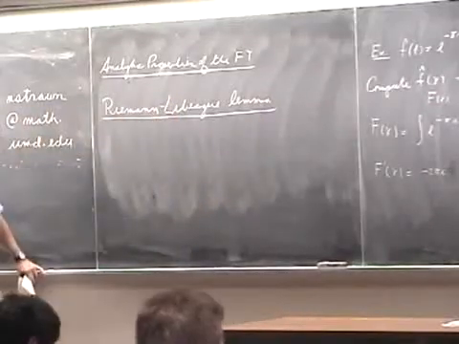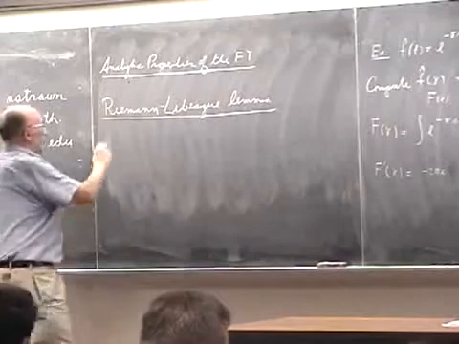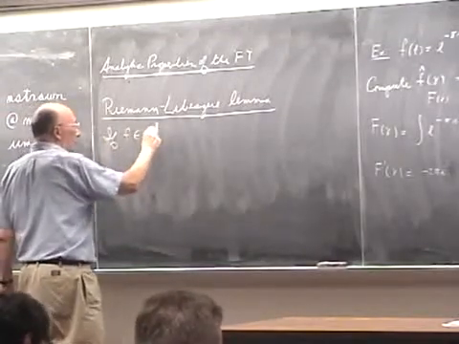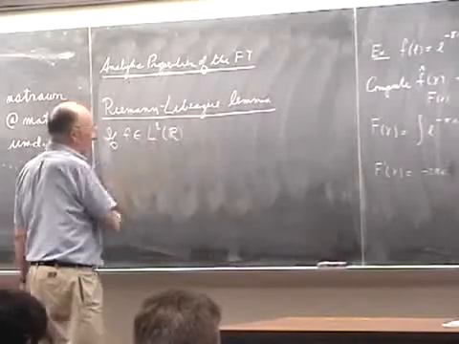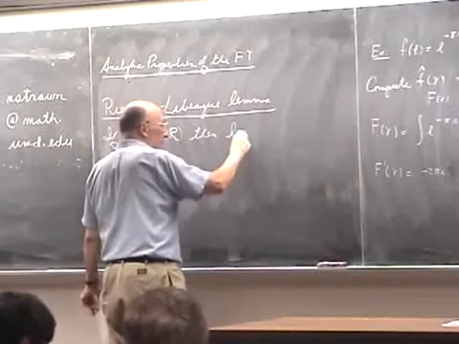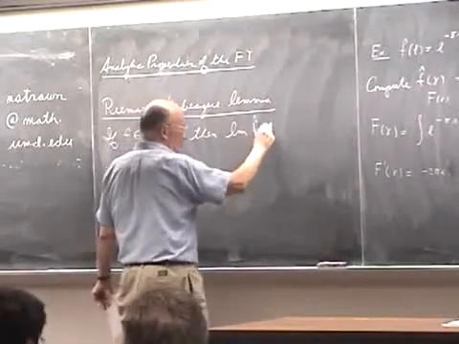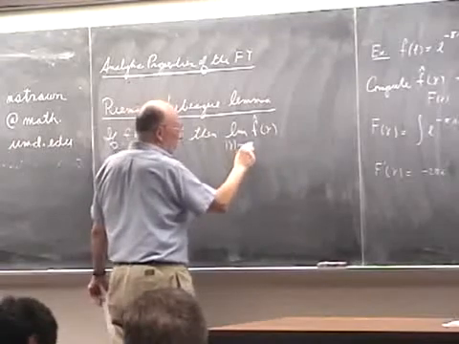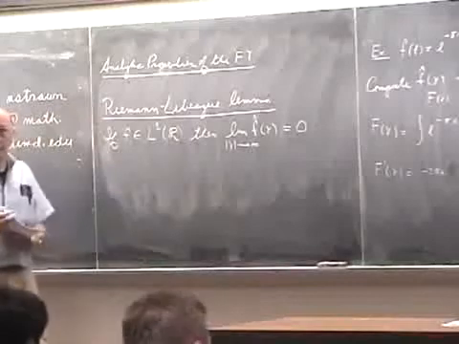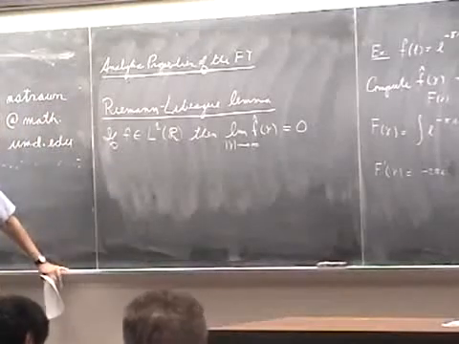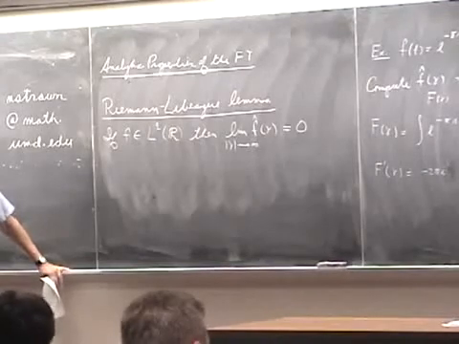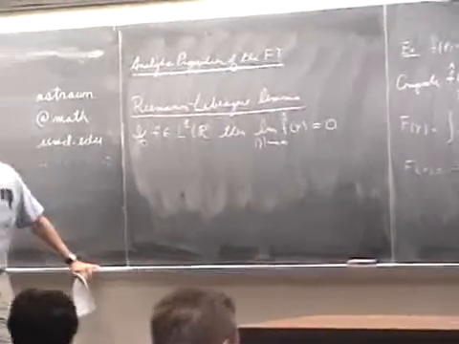And it says the following. It says that if f is in L1 of R, then the limit of f hat of gamma as gamma goes to infinity is equal to 0. Okay, that's a very basic result. And it's called a lemma, which usually is, as you know, an aiding result of some major theorem.